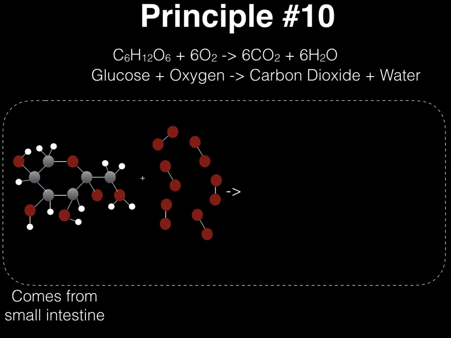From that point, it goes down your esophagus into your stomach, where it continues to digest, and then into your small intestines. From your small intestines, it gets diffused into the villi, and from the villi, it diffuses into your bloodstream and gets carried to your cells.